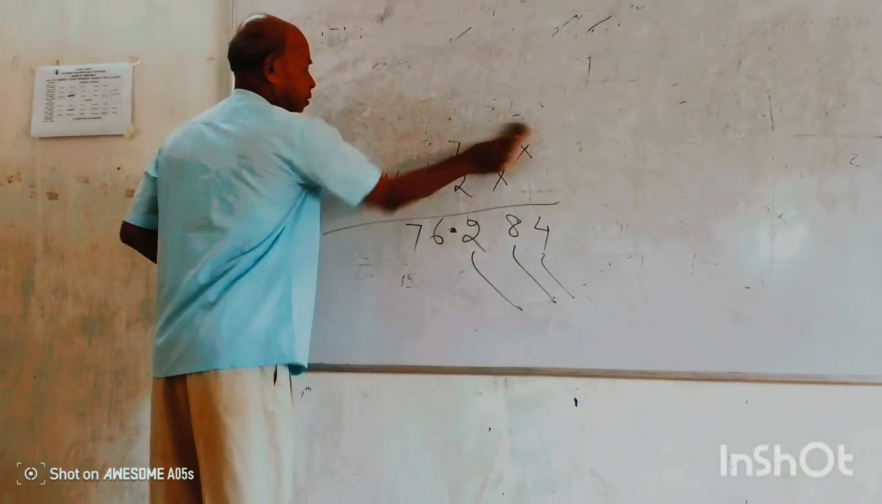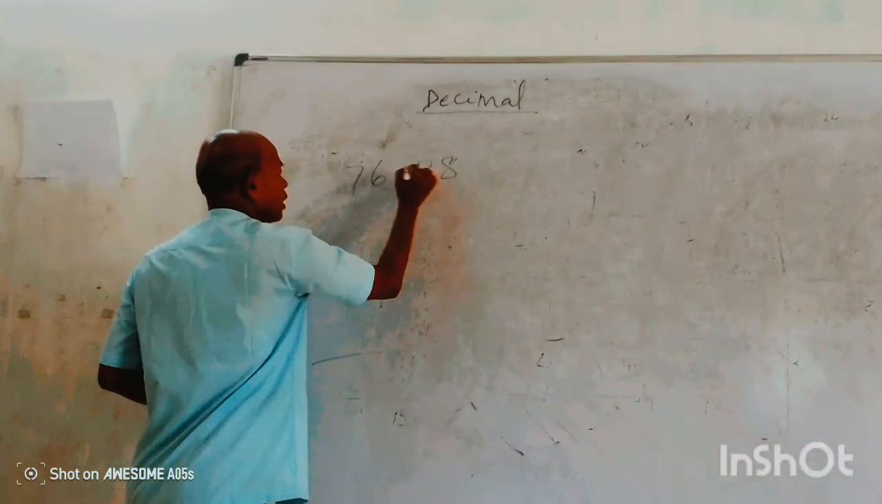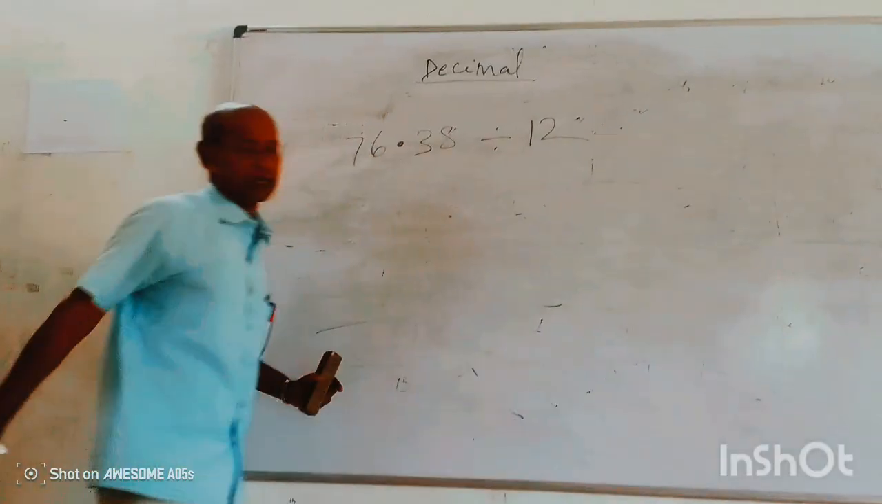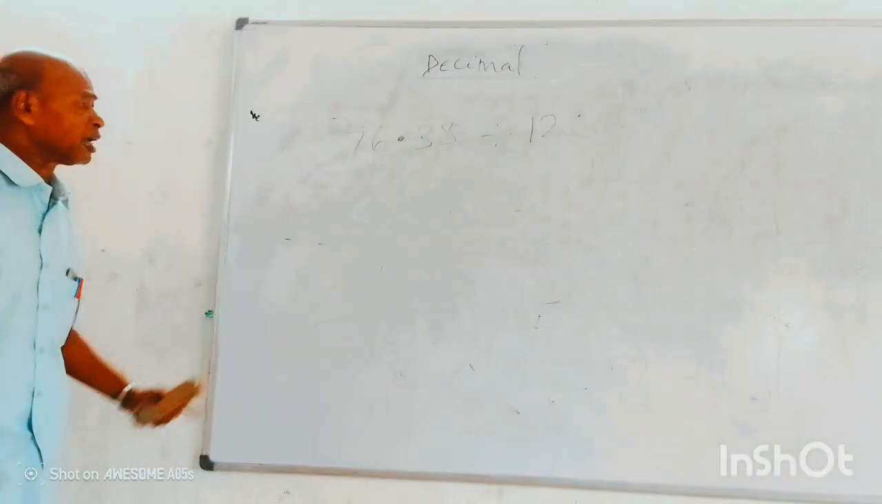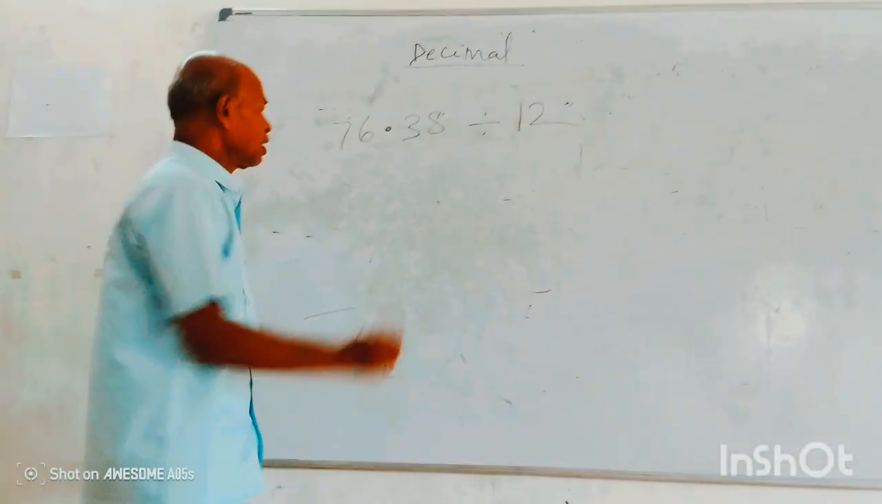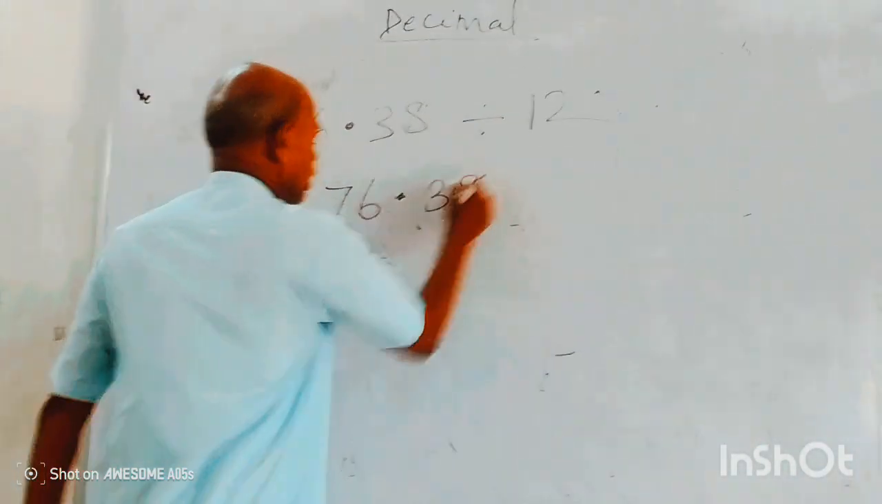Multiplication is done. Decimal quantity 76.38 divided by 12. First we will discuss how to divide a decimal quantity by a whole number. Division of a decimal quantity by a whole number is very easy. First you write 76.38.